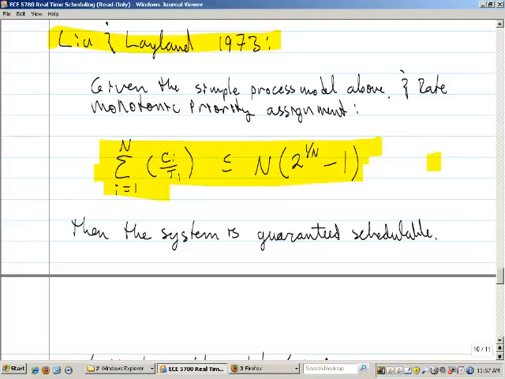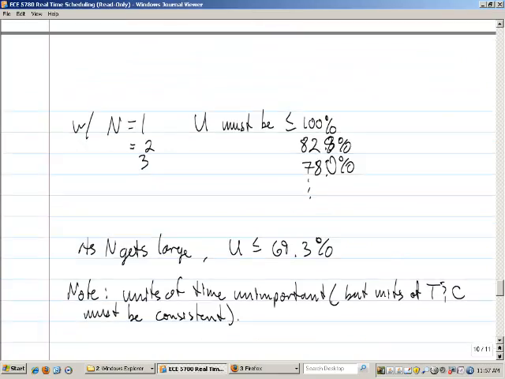So let's look at what values we get for different values of n. If n is just 1, all we care about is that the one process we have should not use more than 100% of the processor. If there are 2, the total sum should be less than 82.8%, then 78%, and so on. As n goes on increasing, we approach a value of 69.3%. So it's approximately around 70%. So if your total utilization is less than 70%, you should be able to schedule them.